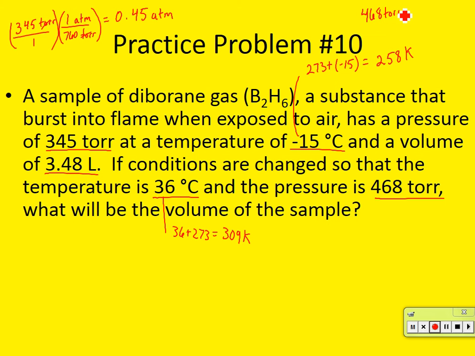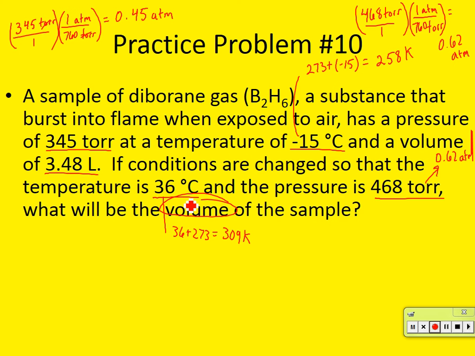468 torr, put it over 1. If torr is on top, where does torr go? Bottom. There's 760 torr in 1 atmosphere of pressure. So what do you guys get when you do that? Yeah, 0.62 atmospheres, okay? So this goes to 0.62 atmospheres. Okay, and then it says, what will be the new volume? So we're going to solve for volume here.